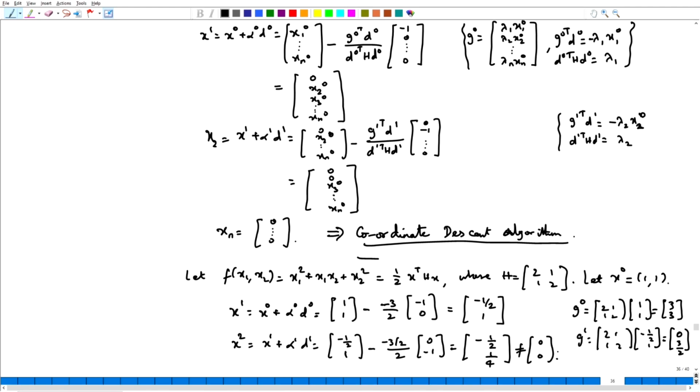So, what this tells us is that the coordinate descent algorithm works specifically when f is half x transpose Hx, when H is a diagonal and positive definite matrix, but even for other positive definite matrices it does not work. Okay.